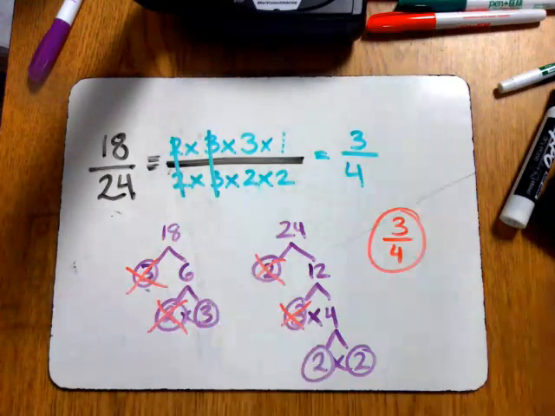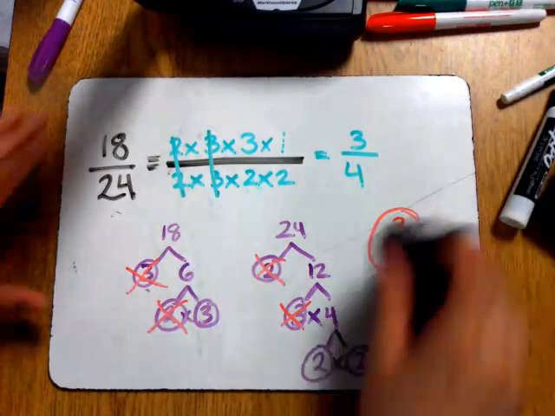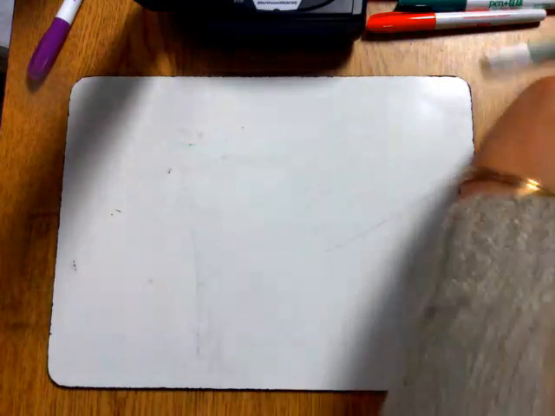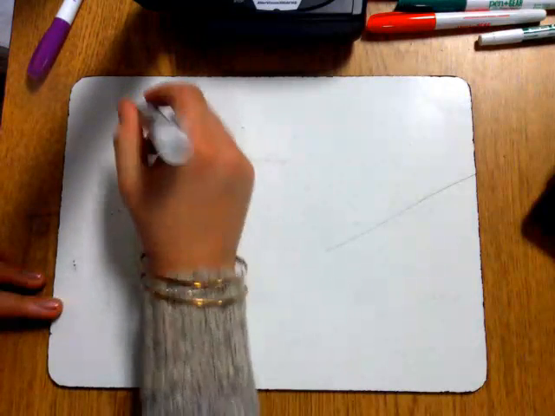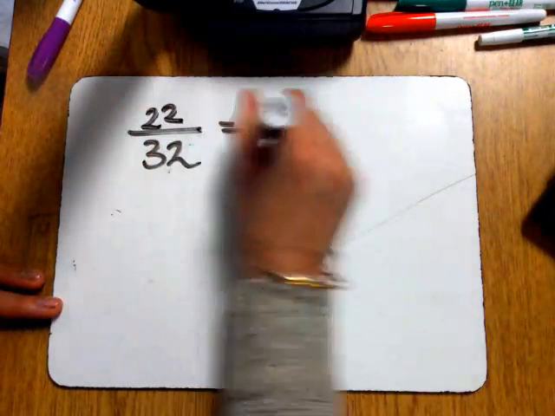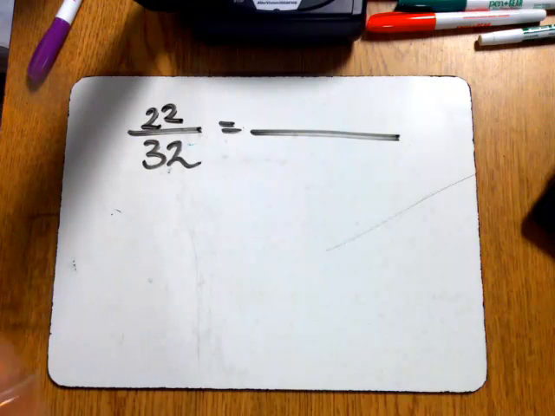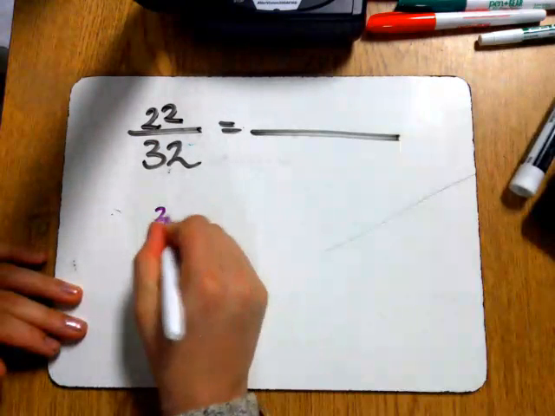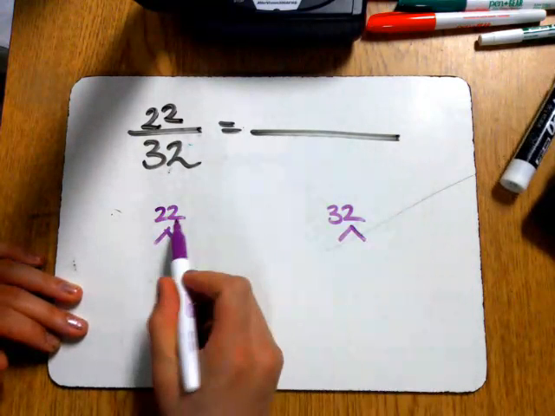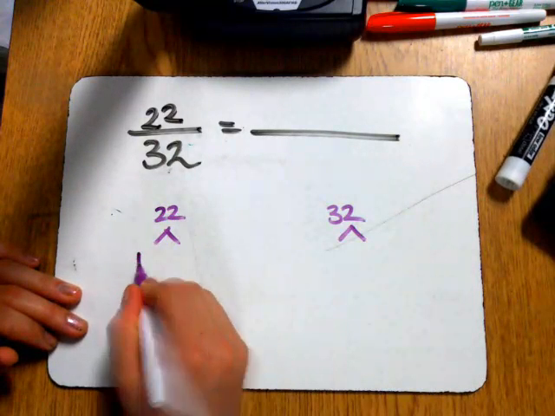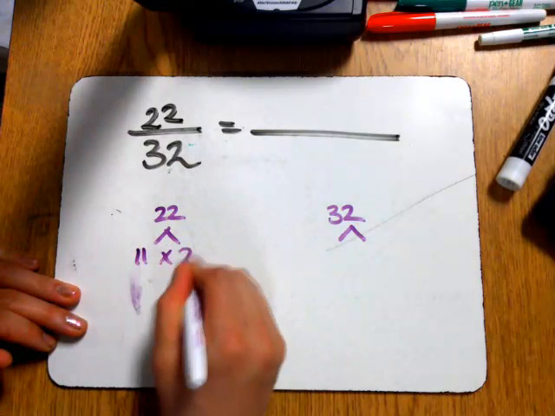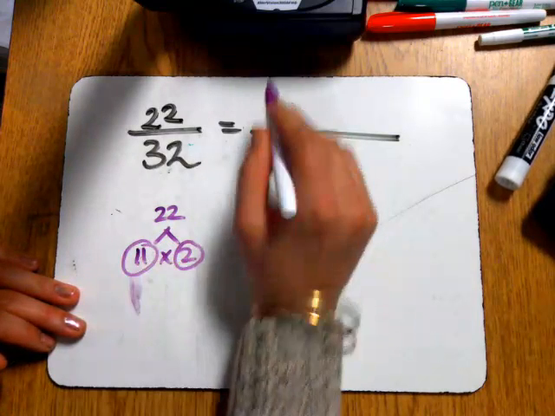So now let's go ahead and try another one. Let's go ahead and try 22/32. And I'm just going to leave that there. I'm not going to prime factor up there. I'm going to do it down here. So I'm going to do 22 over here, 32 over here. And then I go, well, I know that there's only one way to get 22, and that's 11 times 2. And these are both prime. So then I put these up here.